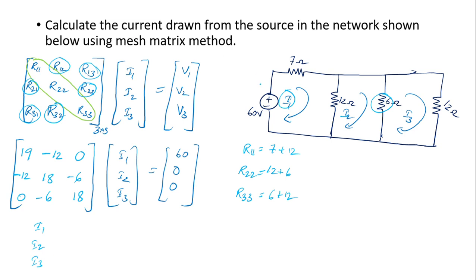from the source. Okay. So actually in this particular problem you don't have to find out I1, I2, I3 because the current drawn from the source means the current drawn by the 60 volt. Current drawn by 60 volt simply means I1. So here you simply need to find out I1. You need not find I1, I2, I3. But as a practice session you can find out all the three values. In reality you only need to find out I1.